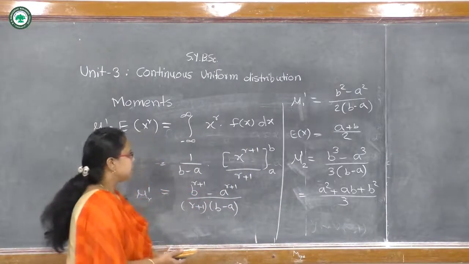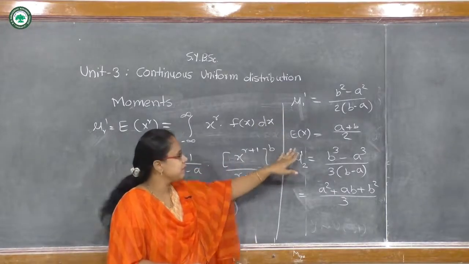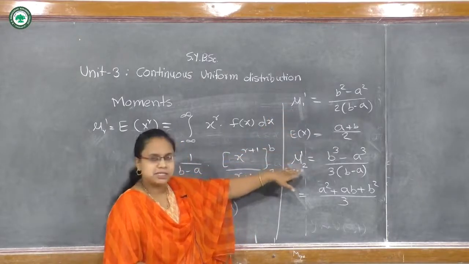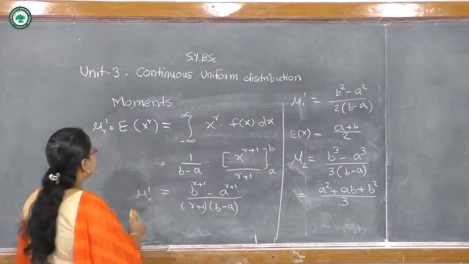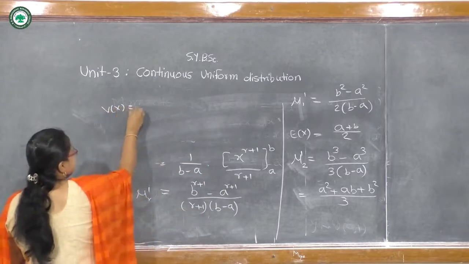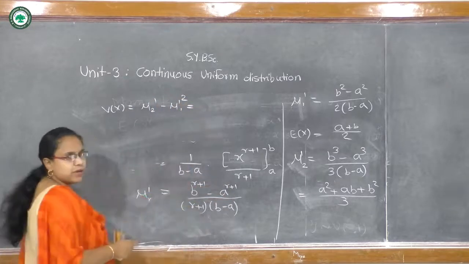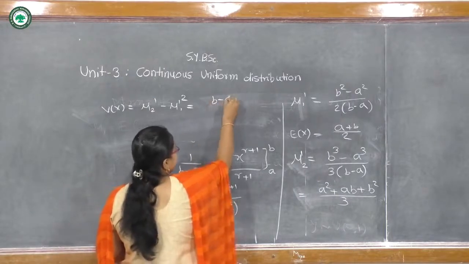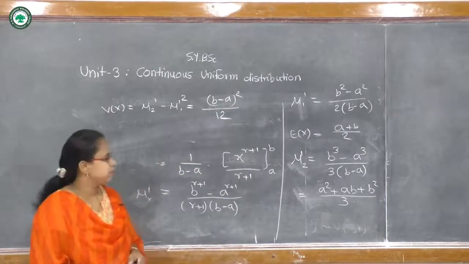This is known to us, and from these two moments we can find the mean and variance. This is the mean, and from mu2 dash and mu1 dash we can find the variance, which is the second central moment mu2, and its formula is mu2 dash minus mu1 dash square. We have solved it already, that's why I am writing directly. This is (b minus a) whole square upon 12.